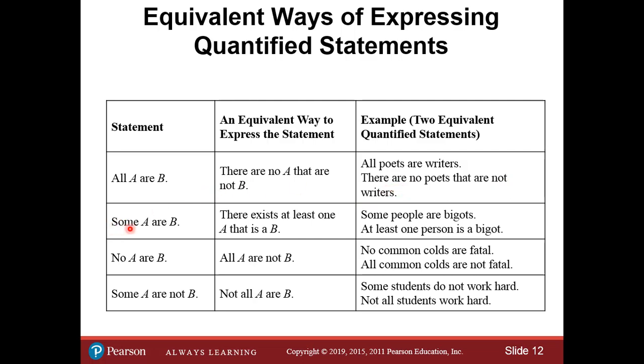They're equivalent. Some A are B. This means there exists at least one A that is a B. That's the only way of saying it, sorry. Some people are bigots, so there's that one. We could say at least one person is a bigot, like we said. No A are B. Another way of saying that is all A are not B. So no common colds are fatal means that all common colds are not fatal. These are two ways of saying the same thing. Some A are not B. Another way of saying it is not all A are B, or there exists at least one A that is not a B. So some students do not work hard, or we could say not all students work hard. Saying the same thing.